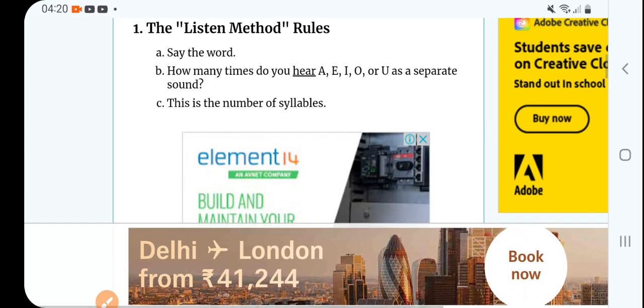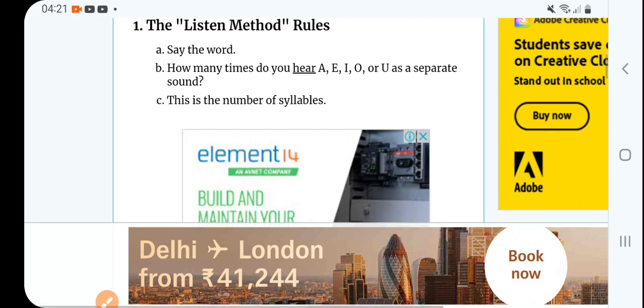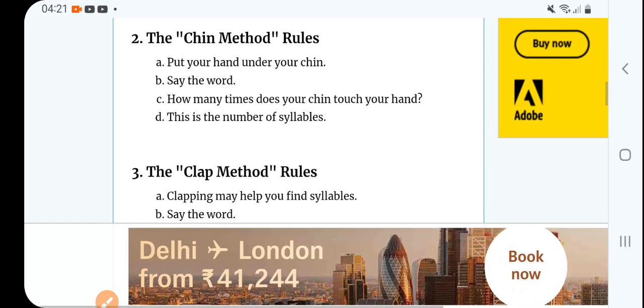Say a word, which means we have to speak a word, and then count how many times you hear a, e, i, o, u as a separate sound. We know the five vowels are a, e, i, o, u. So how many times can we listen in a word? We can listen to one of the vowels, two of the vowels, all the vowels, or repetition of the vowels. So we have to count the same, and this is the number of syllables. The number of times these sounds repeat will decide the number of syllables. Okay, so that's the first method.